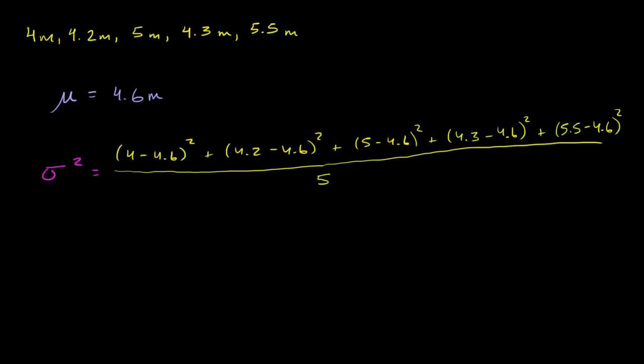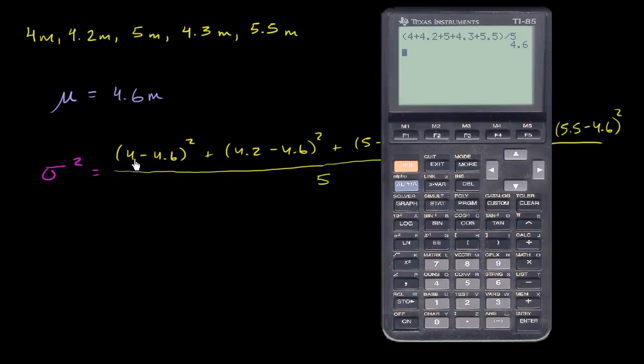And so what's that going to give us? Let's get our calculator out. So 4 minus 4.6 squared, that's negative 0.6 squared. Negative 0.6 squared is going to be the exact same thing as 0.6 squared. So let me write that. 0.6 squared plus 4.2 minus 4.6 is negative 0.4. But when we square it, the negative is going to disappear. So it's going to be plus 0.4 squared.